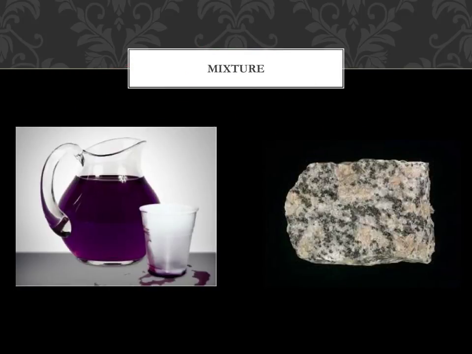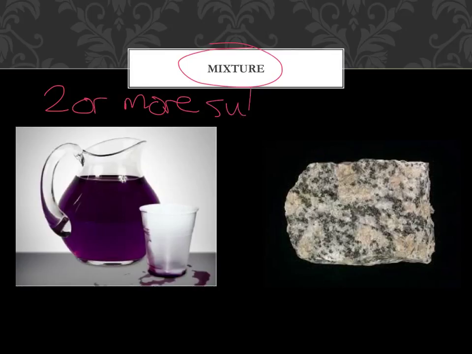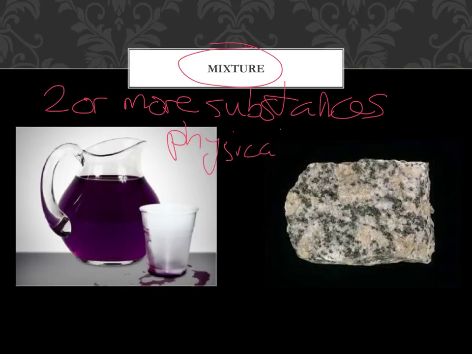Different from a compound or element, which would be known as pure substances, are mixtures. A mixture is when you have two or more substances that are physically combined. That means we can separate them without going through a chemical process.